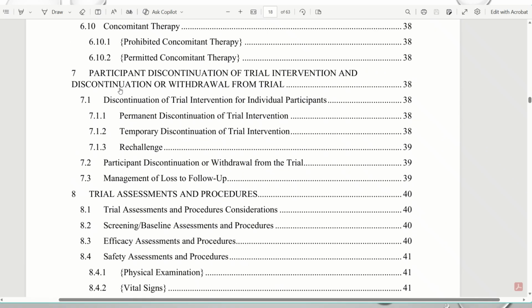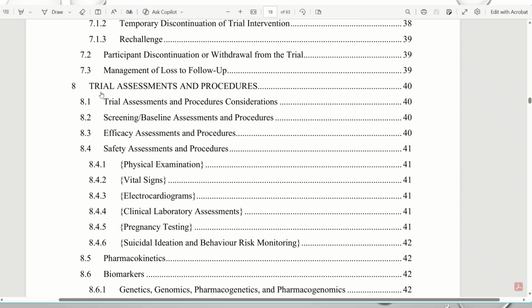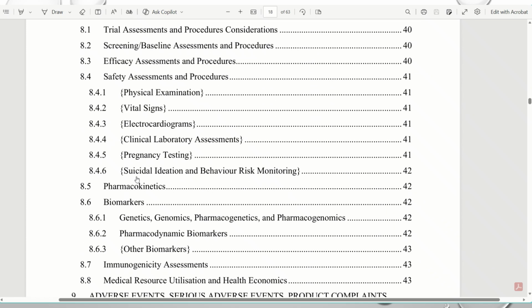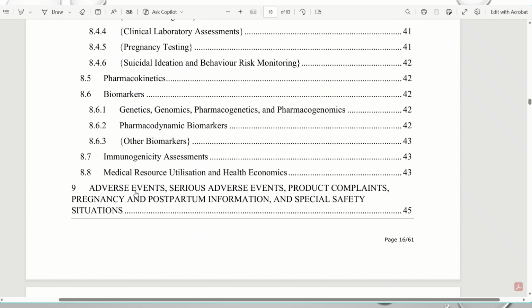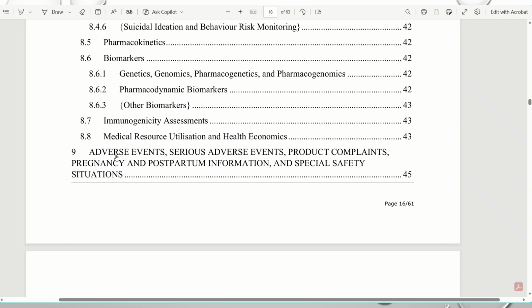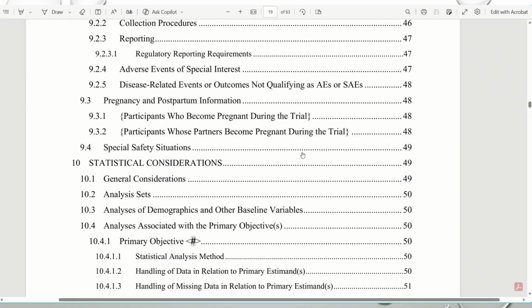Number 7 is what to do in case of discontinuation of the trial or withdrawal, patient or participant withdrawal. Number 8 is your trial assessment and your procedures. So what are the diagnostics? What are the testing that's going to occur? The pharmacokinetic, what are the biomarkers? And number 9 relates to your adverse events, your serious adverse events, product complaints, etcetera. Pregnancy and postpartum information, special safety requirements.